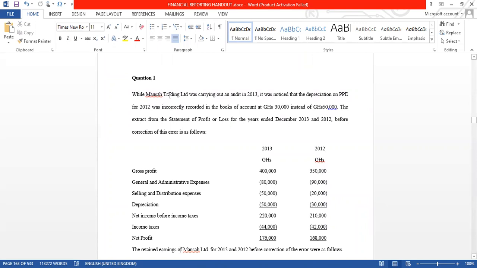We have, while Mensa Trading was carrying out audit in 2013, it was noticed that the depreciation on PPE was incorrectly recorded in the books at 30,000 instead of 50,000. So this one is purely an error that has happened. It could have been a change in policy, but what we are interested in is the same methodology. Changes and errors have the same treatment. Now we need to look at the figures for 2013 and 2012. So this is what we have.